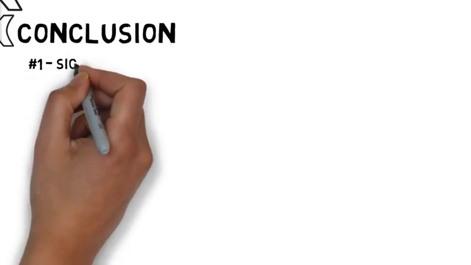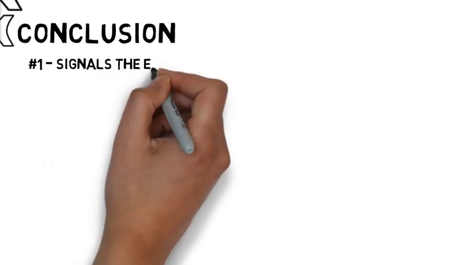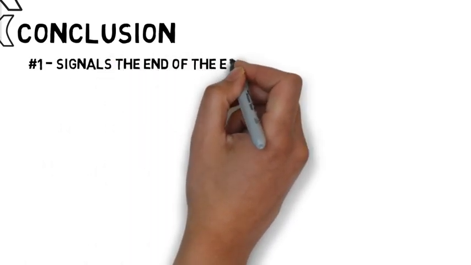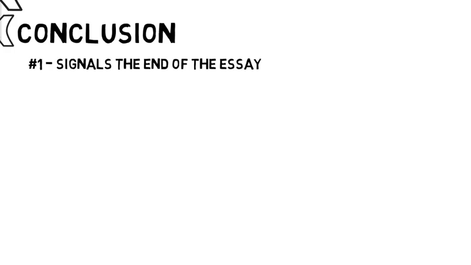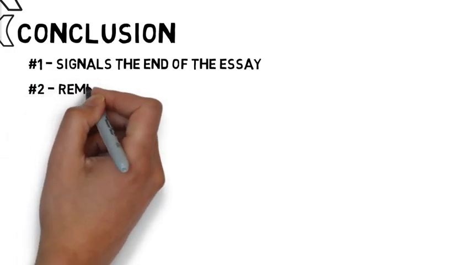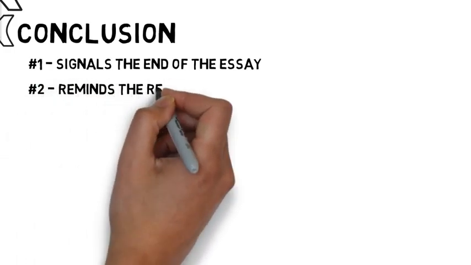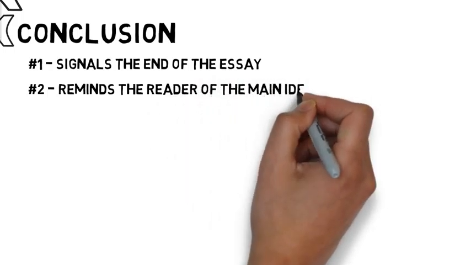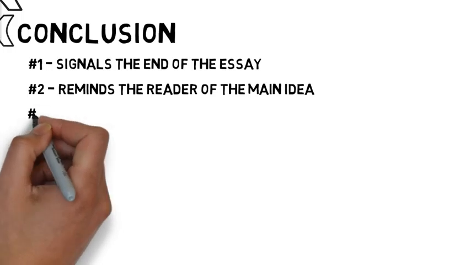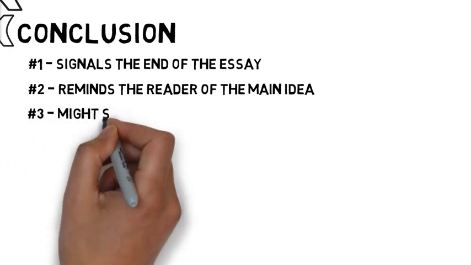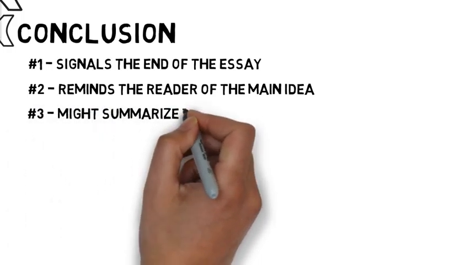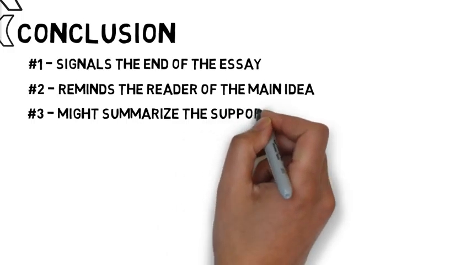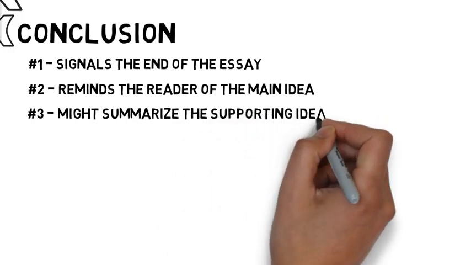Although it comes at the very end of your essay, a conclusion paragraph has 4 very important jobs. First, it signals the end of the essay and tells your reader you're done writing. Second, a conclusion should remind the reader of your main idea or of the purpose of your essay. Third, a conclusion might summarize the supporting ideas or the topic sentences of your body paragraphs.